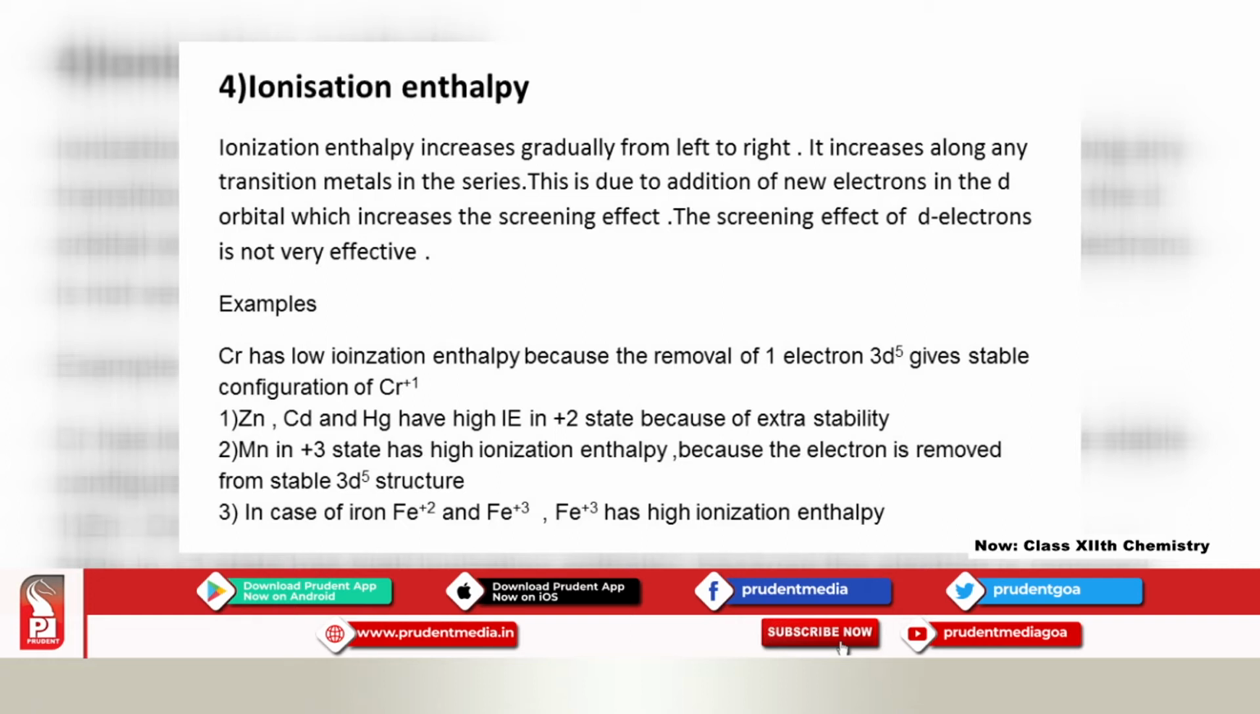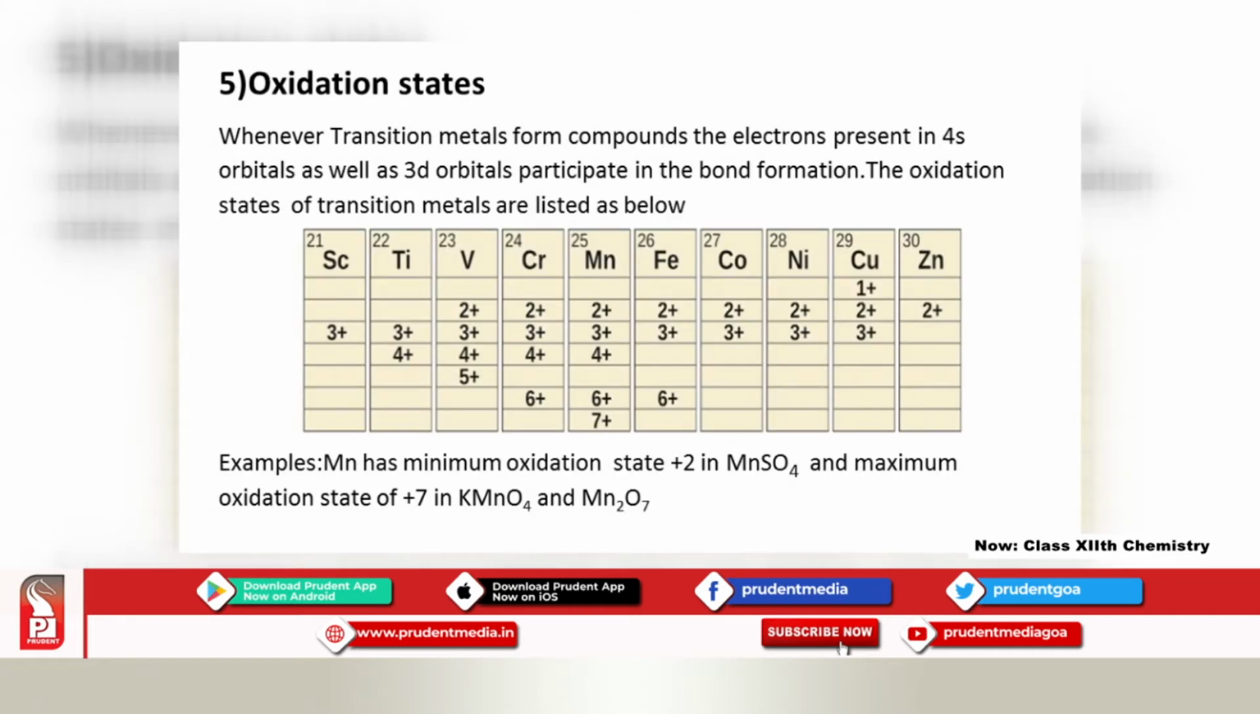Next is interesting. In the case of iron, you find the plus 2 state and the plus 3 state. The plus 2 state is ferrous. The plus 3 state is ferric. Ferric has high ionization enthalpy. What is the reason? In the case of ferric, you have to remove 3 electrons, so automatically it has high ionization enthalpy. That you should remember.